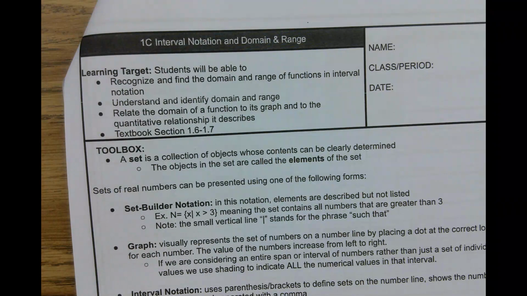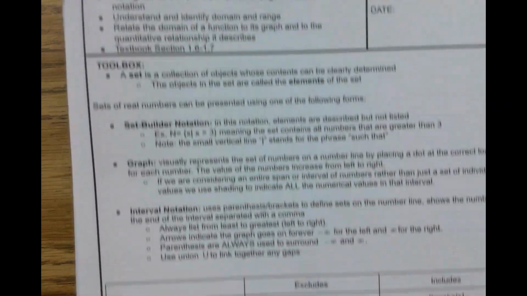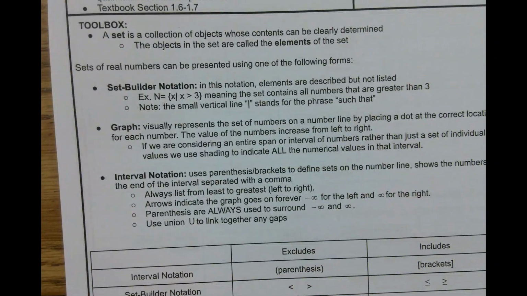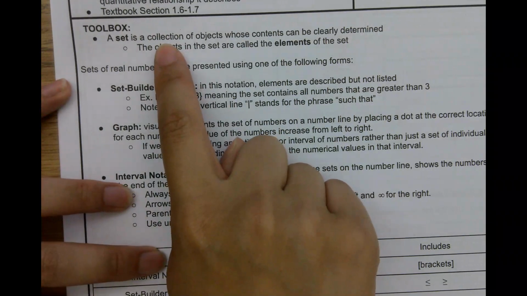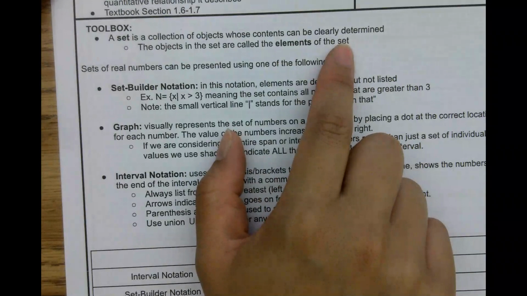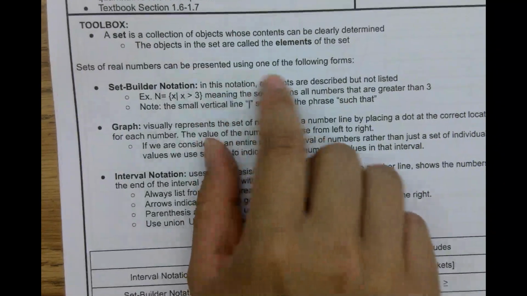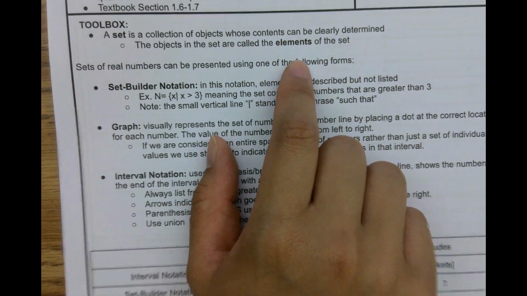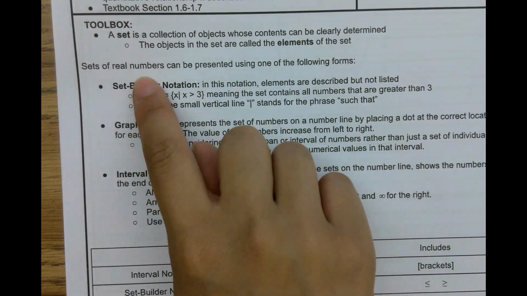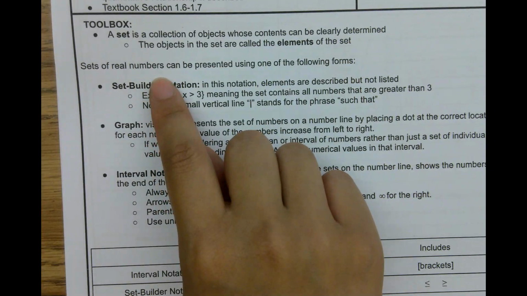Okay, so let's look again at our toolbox. These are our definitions and our important things. Okay, so here's our toolbox. So first of all, we have something called a set. And all a set is, it's a collection of objects. In math, it's often a collection of numbers, okay, whose contents can be clearly determined. Okay, each of these things in the sets are known as elements, right? So if we talk about a set as a group of numbers, each of those specific numbers are known as elements, okay? And when we talk about sets of real numbers, they can be presented using one of the following forms.